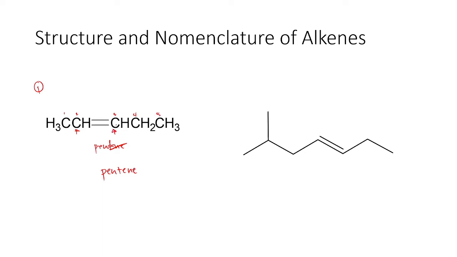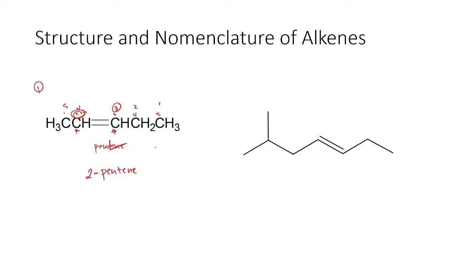So if we start from left to right, we will need to check kung alin ba yung pinakamalapit. I already numbered from left to right. Let's try from right to left. So we will have here 1, 2, 3, 4, 5. As you can see here, the lowest possible number is 2 instead of 3. So we will be signifying the position of the double bond using 2 instead of 3. So we will have here 2-pentene.